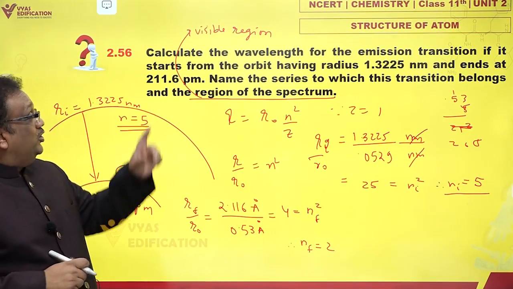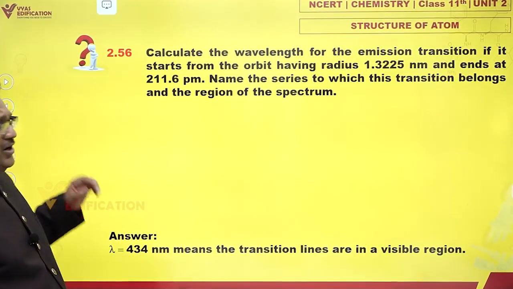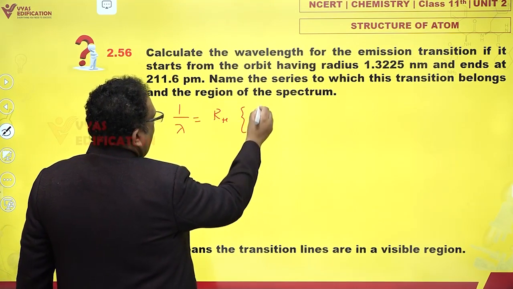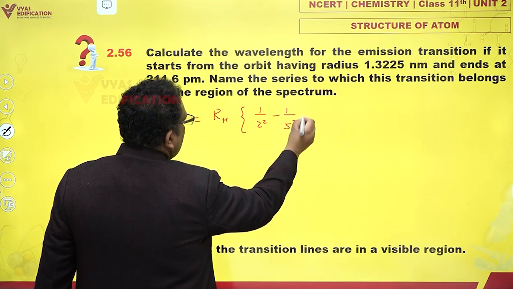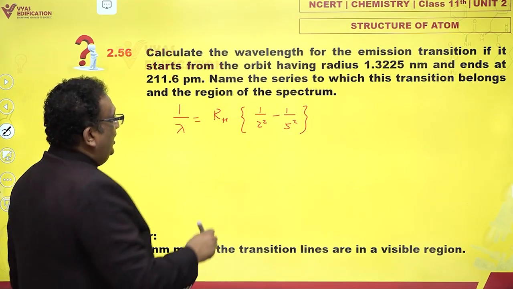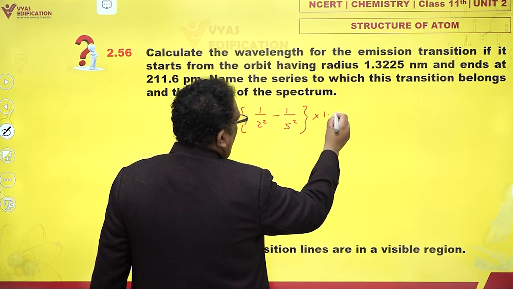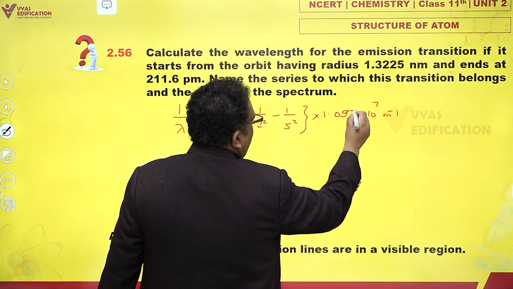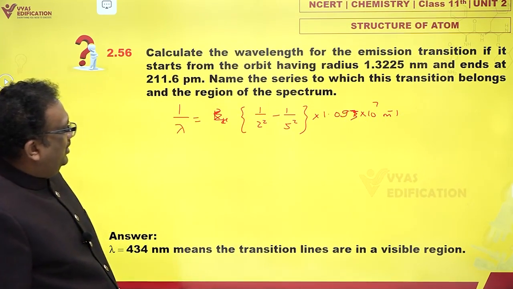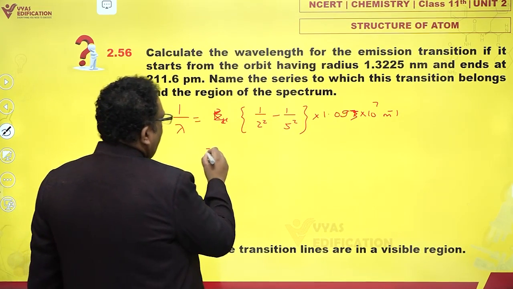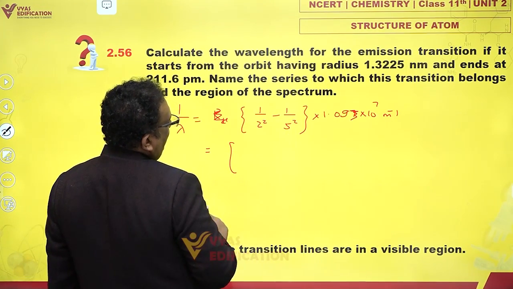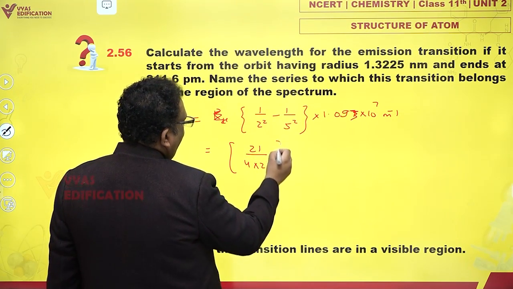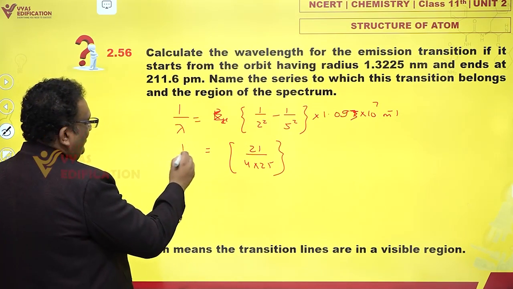Oh no, we also had the wavelength. Let's calculate the wavelength. That's not very difficult. 1 by lambda is RH times 1 by 2 square minus 1 by 5 square. We use Rydberg's formula, and RH is 1.097 into 10 raised to 7 per meter. This is 1 by 4 minus 1 by 25. 25 minus 4, 21 by 4 into 25. That's lovely.